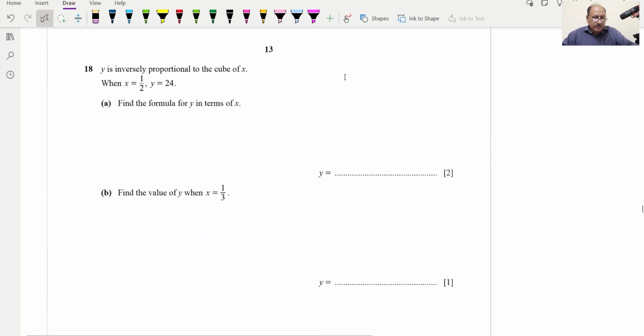Now question number 18 is proportionality question. Y is inversely proportional to the cube of x.